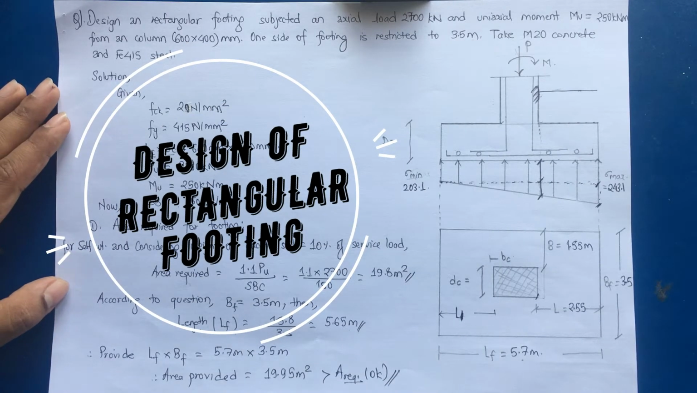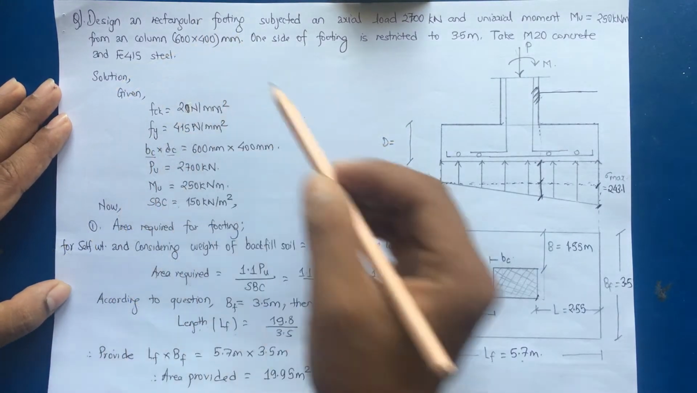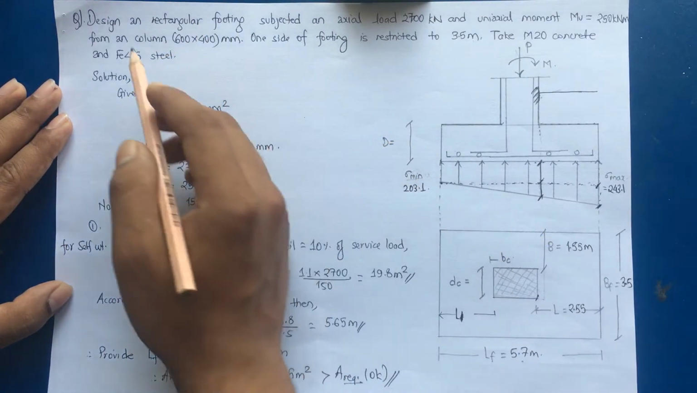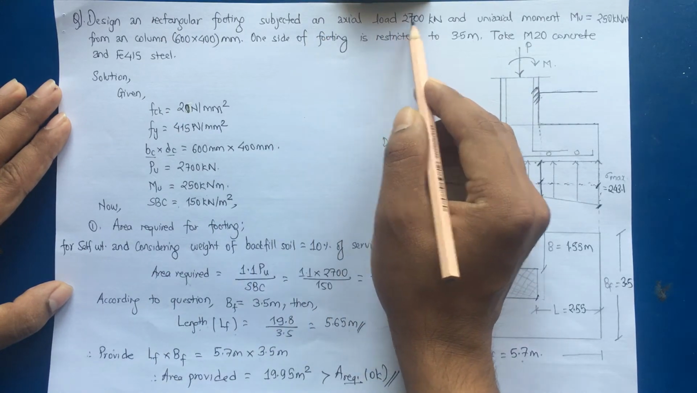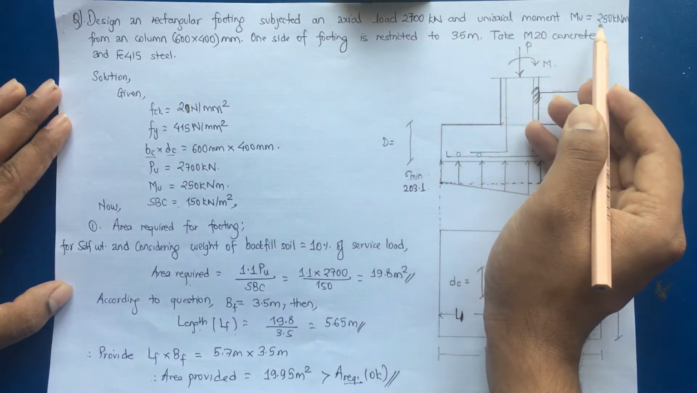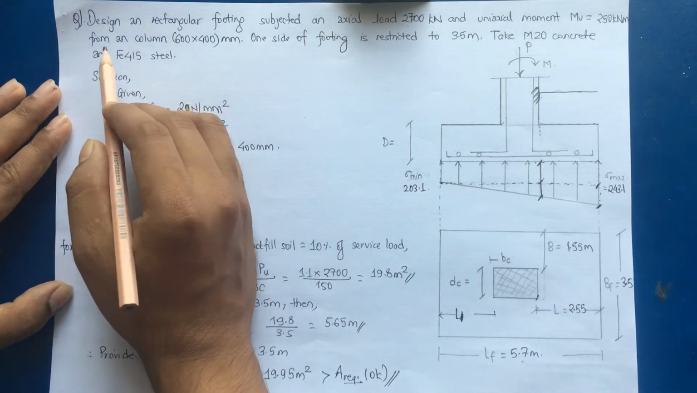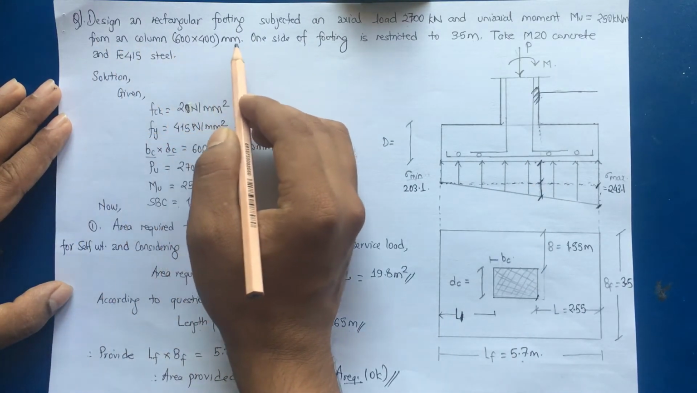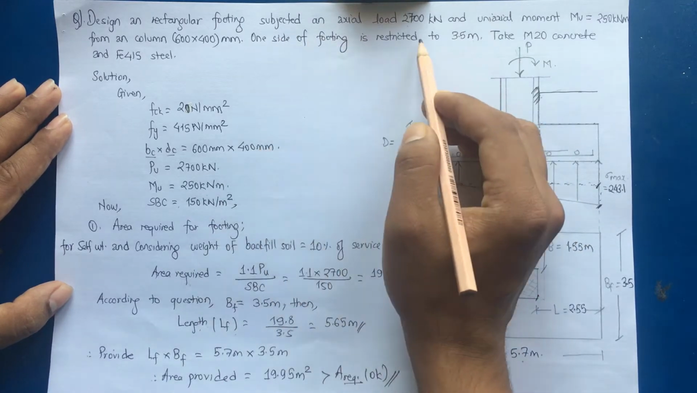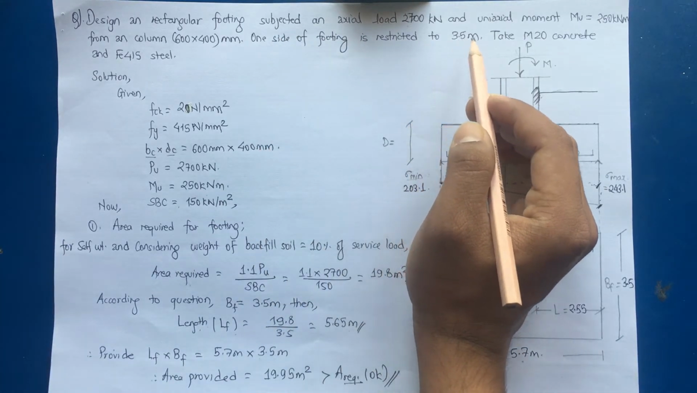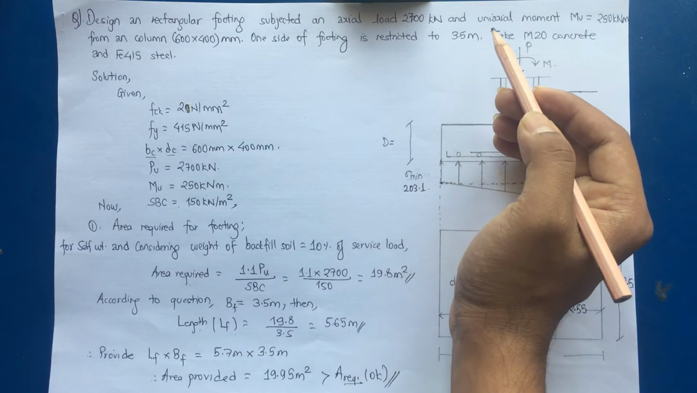And in this video I will show you how to design a rectangular footing with unequal projections. So we have a question: design a rectangular footing subjected to an axial load of 2700 kN and uniaxial moment Mu 250 kNm from a column of 600 by 400 mm dimension. One of the sides of the footing is restricted to 3.5 meter. Take M20 concrete and Fe 415 steel.